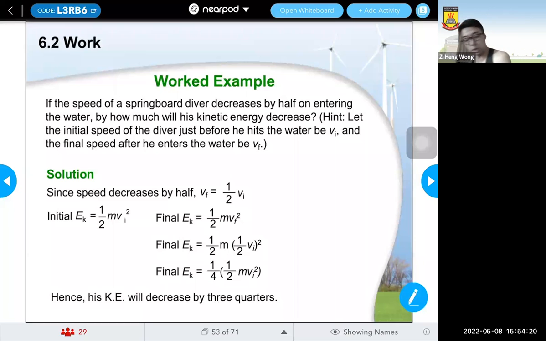Okay, so they ask you how much it decreased by. So it will actually decrease by 3/4. But how do we show the calculation? This is how they show the calculation. They say that the final speed is half of the initial speed, because they say decrease by half. So if the initial KE is half m vi squared, the final KE will be half m vf squared. But what is this vf? Vf is half of the initial speed, so we substitute in half m (half vi) squared.